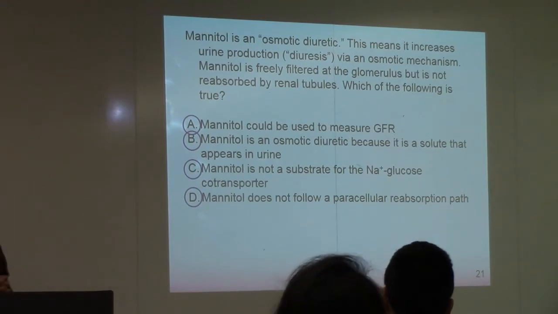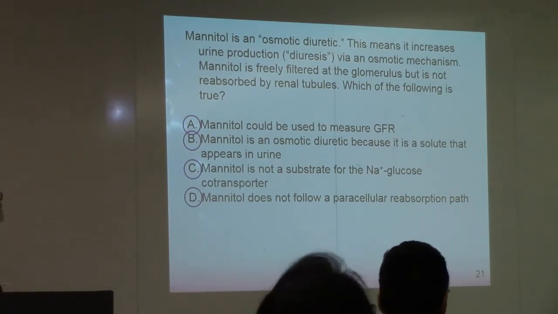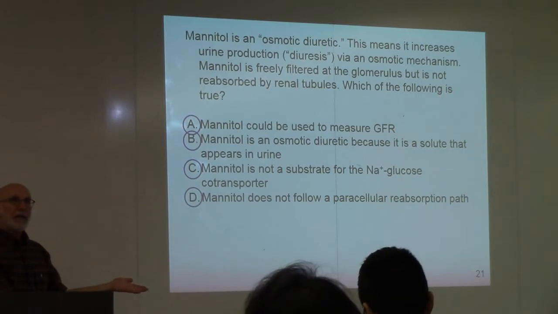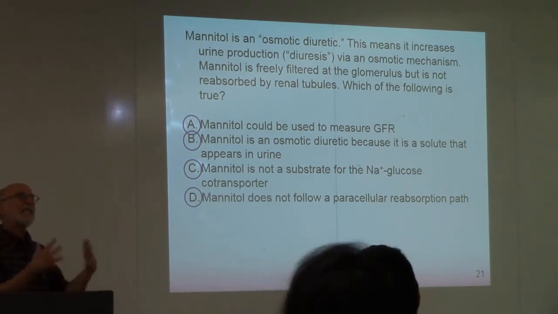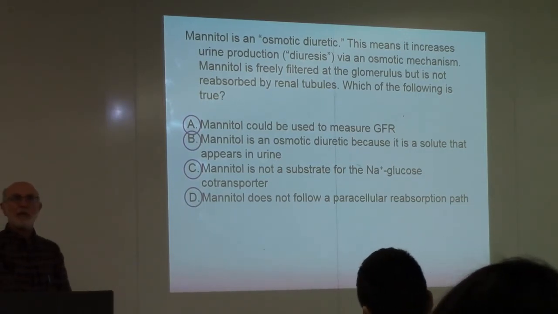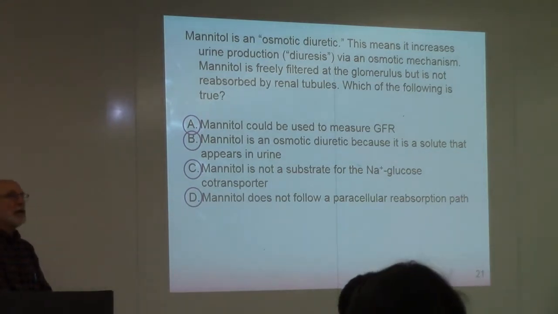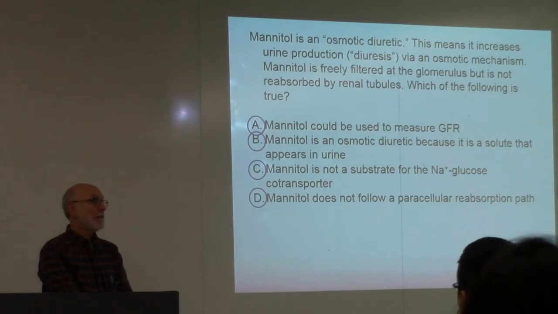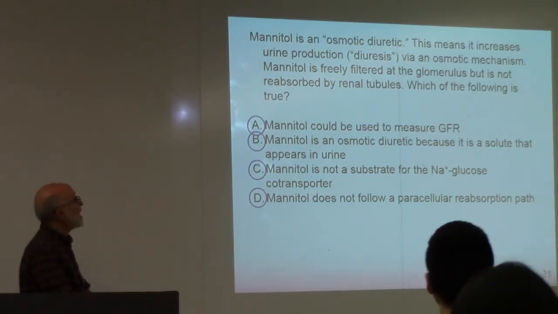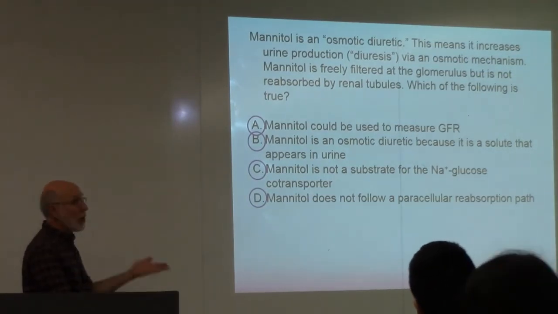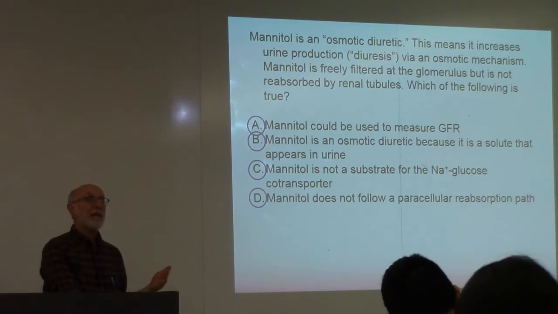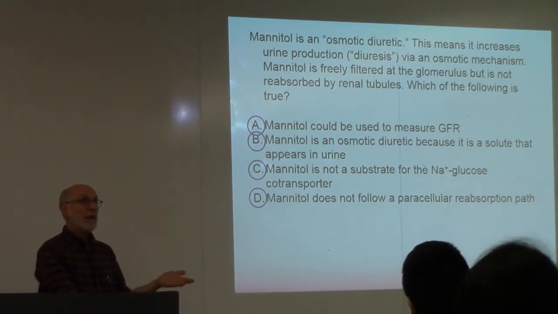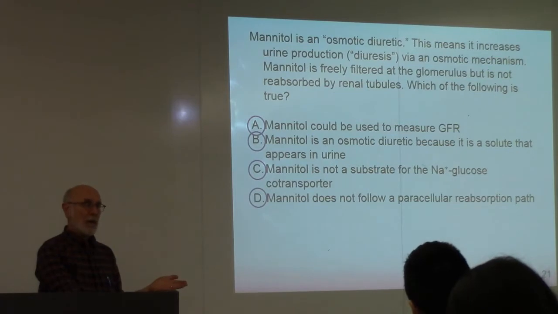So, why is A true? Somebody who chose A, explain why. Well, I'll do it. It's freely filtered, but it is not reabsorbed or secreted. That's the definition of something that could be used to measure GFR. So mannitol could be used to measure GFR just the way inulin or creatinine could be. Mannitol is an osmotic diuretic because it is a solute that appears in urine. As something that is freely filtered but not reabsorbed or secreted, it appears in urine.